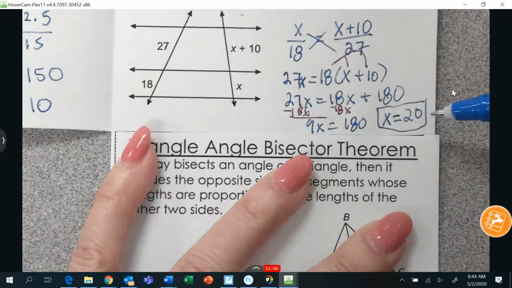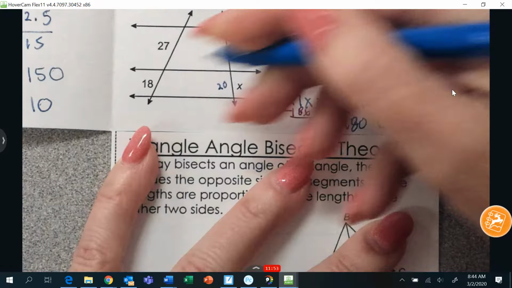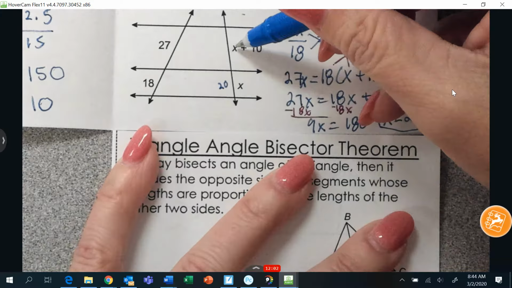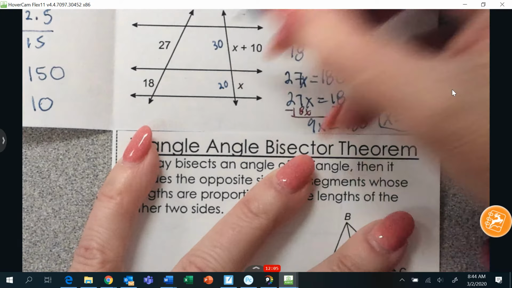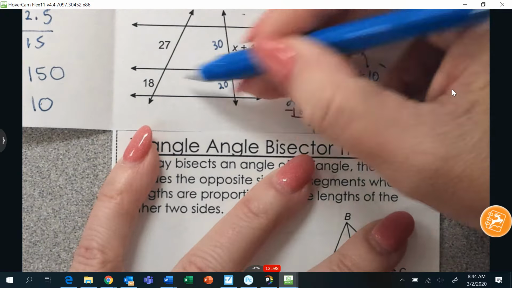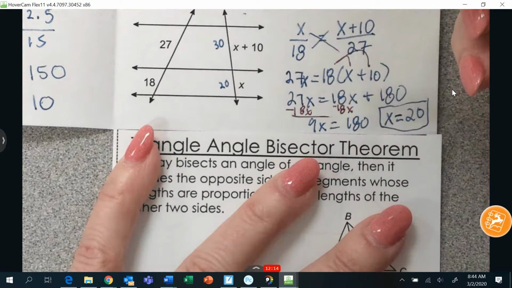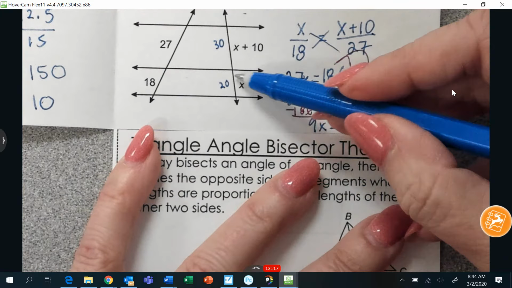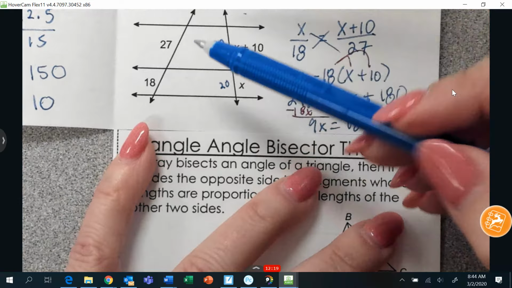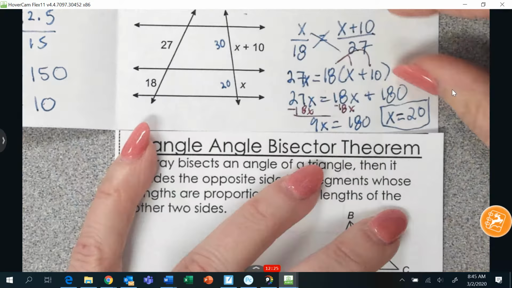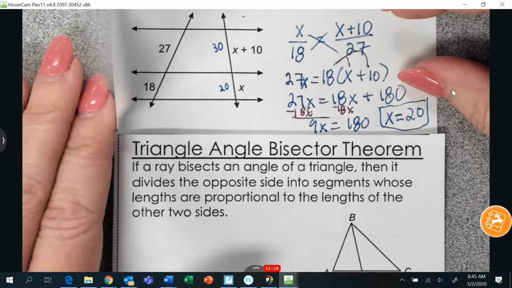How would I know if it made sense? Picture-wise it doesn't look right, but we can't go by the picture. And if I plugged it back in, 20 plus 10 would be 30. So if 18 is slightly less than 20, 27 is slightly less than 30, that probably looks about right. But picture-wise, just so you guys know, this one should be longer than this one, but we can't go by the pictures. It's probably not to scale. Somebody like me drew that.